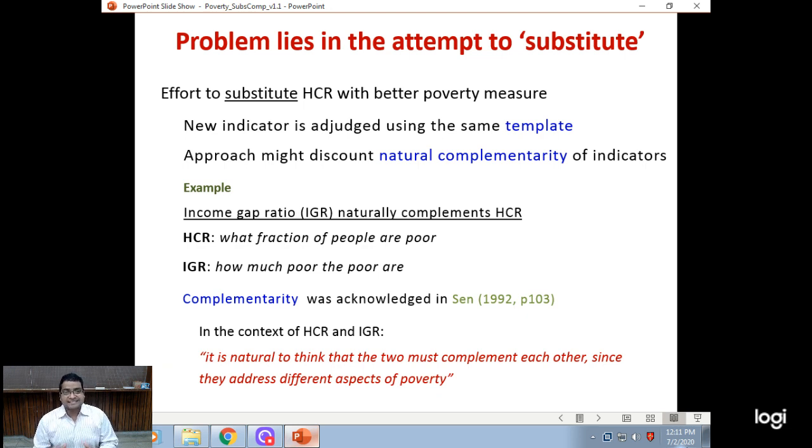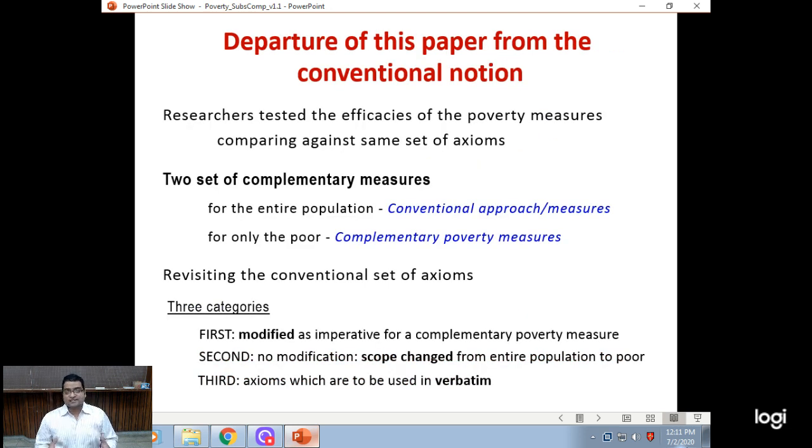So in that sense, they are complementary, and that complementarity has been acknowledged by Sen in a couple of his works, where he says it is natural to think that the two must complement each other since they address different aspects of poverty. But unfortunately, all researchers, including Sen, didn't resist the temptation of replacing the inferior measure with a better measure. They went ahead with this substitution approach, and that, we are saying here, has caused the problem.